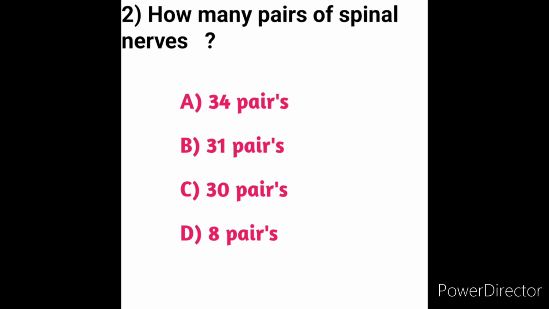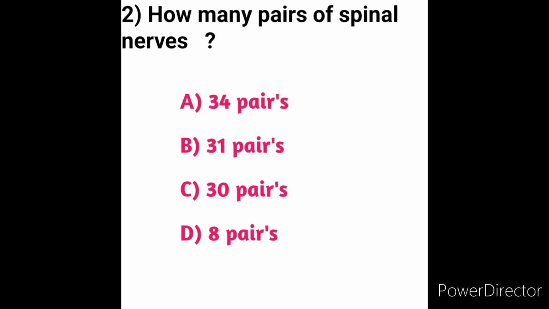Largest nerve in body, sciatic nerve. Smallest nerve in body is trochlear nerve. Here in this question, how many pairs of spinal nerve is there? But in exam, we will get like this: What is the largest nerve in body? Answer is sciatic nerve. What is the smallest nerve in human body? Answer is trochlear nerve. Like this also we will get a question in exam. That's why I am mentioning what is the biggest nerve and smallest nerve also.